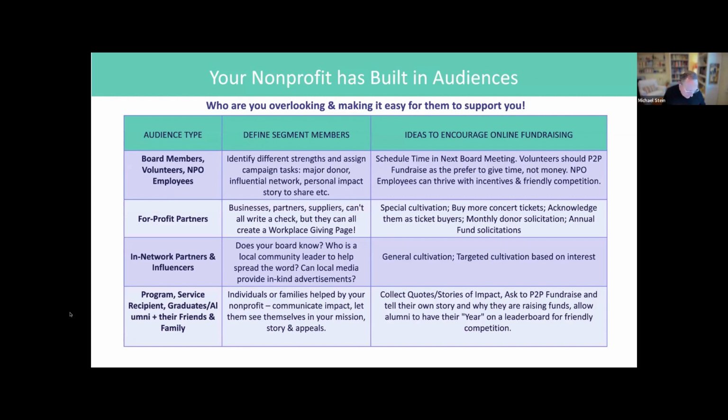But let's go through some audience types that are already built in. So you don't have to cultivate new folks. There's a lot of folks within your current network. So the first is board members, volunteers, nonprofit employees.